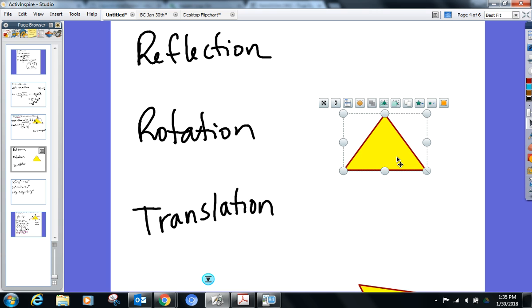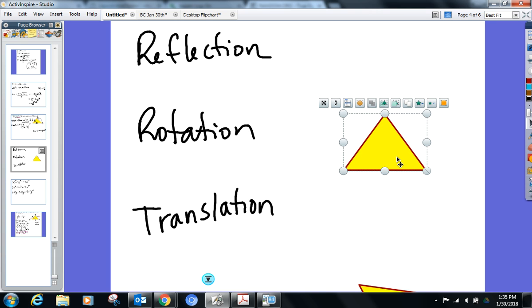I wrote these 3 words up there. I wanted to see if anybody remembered during our congruent triangle unit. We did a little day on reflection, rotation, and translation. We grouped them into one title. Anybody remember that title? They are transformations, yes, but specifically rigid motions, yes. Why do I refer to them as a rigid motion?